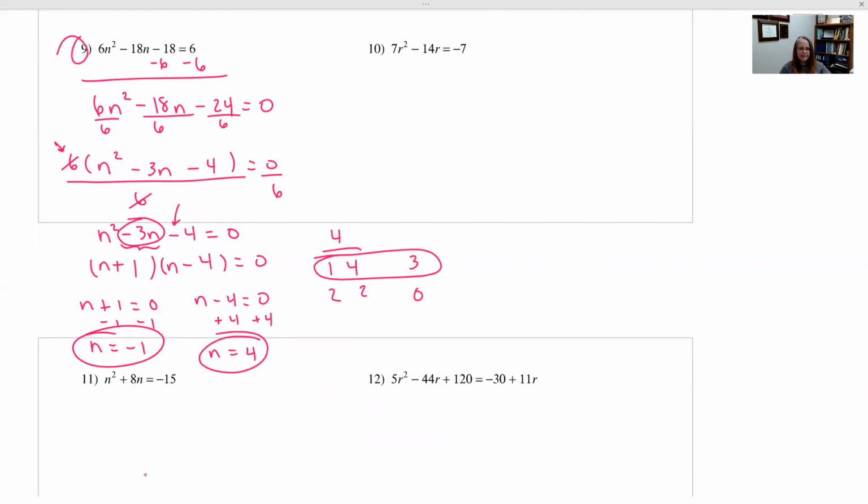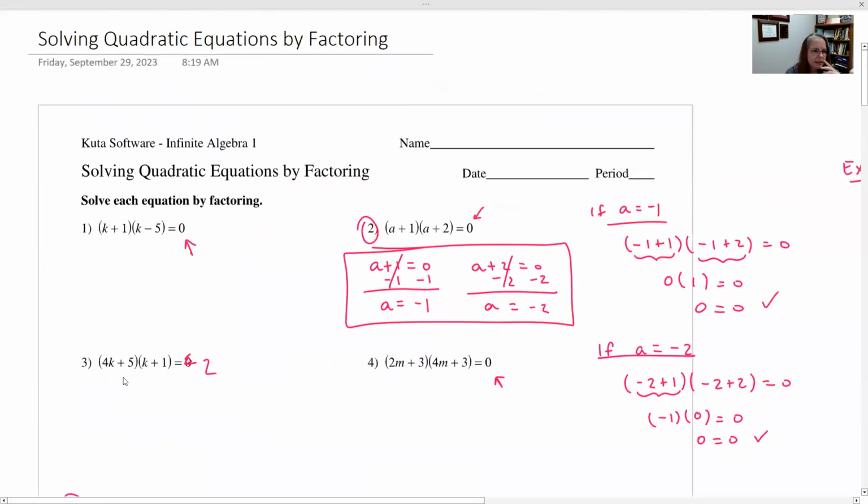Okay, so I think that's enough for now. Again, I got this worksheet on kudasoftware.com, and it looks like it's working from the Algebra 1 section of the worksheets.